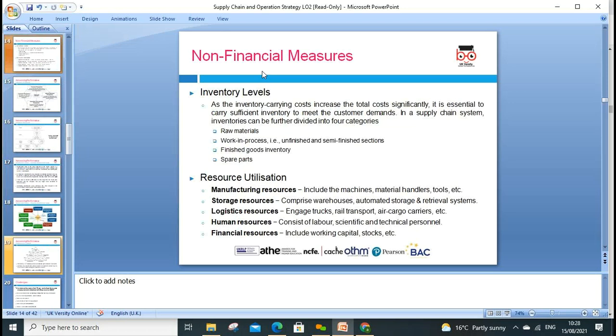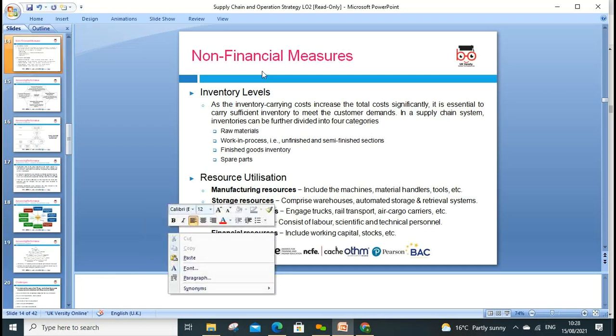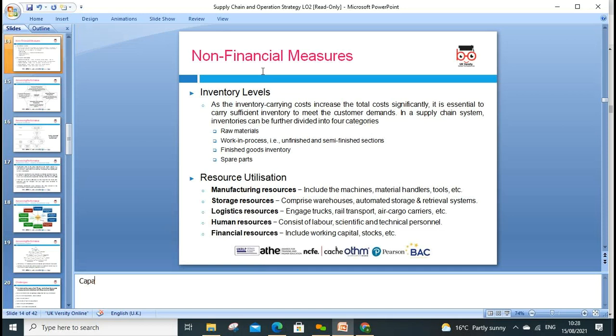Inventory levels: as the inventory carrying cost increases, the total cost increases significantly. It is essential to carry sufficient inventory to meet customer demand. Sometimes it can cost us a huge amount. Raw material, work in progress, finished goods, spares. So these are resource utilization. We need to look at how. So that is crucial capacity planning. If we use the full capacity, what will the per unit cost be? That's really what we need to carry on with. Any questions?